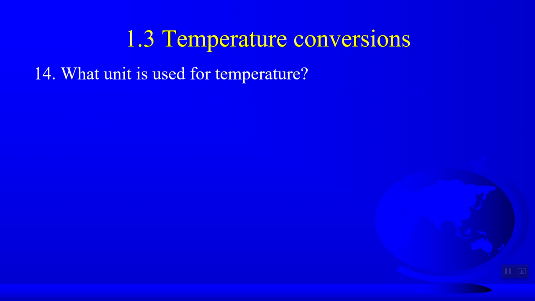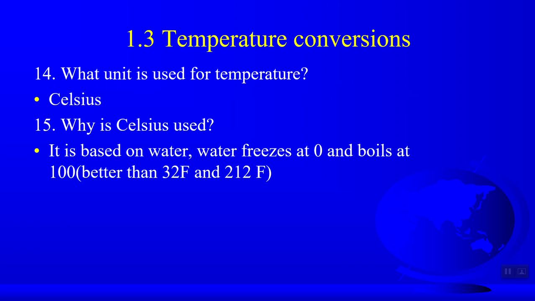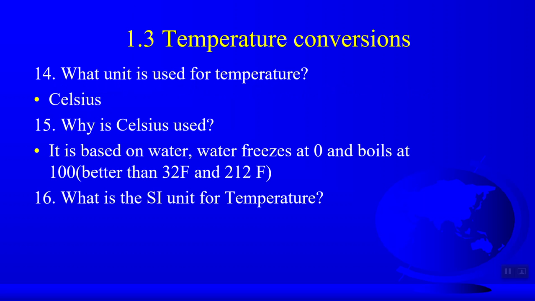back. What unit is used for temperature in science? It is Celsius. Why is Celsius used? Because water is the most important liquid. It is the most important chemical known to man. Water freezes at 0 and boils at 100 degrees Celsius. If you want to use Fahrenheit, you would have to remember 32 and 212, which is a whole lot harder than remembering 0 and 100. Okay, so now you understand why we use Celsius. It's just easier, especially when you're dealing with water most of the time.